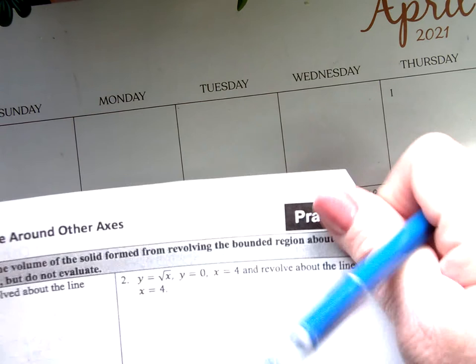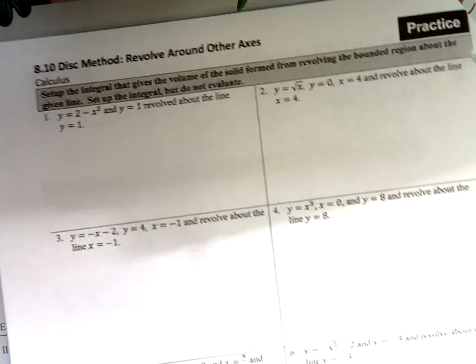First one I want to look at is number 5. Directions say set up the integral that gives the volume for the solid formed by revolving the bounded region about the given line. Set up the integral but don't evaluate, so we don't have to give a final answer for these guys. So number 5.